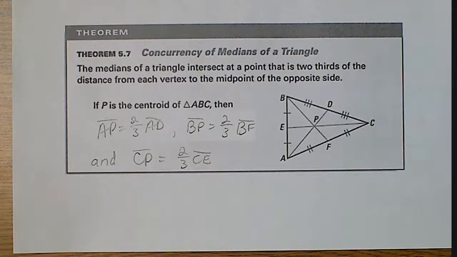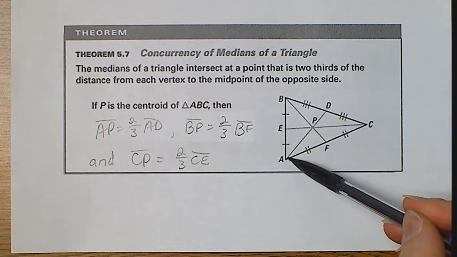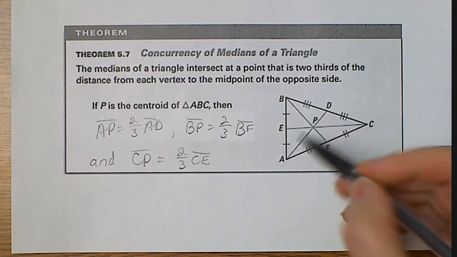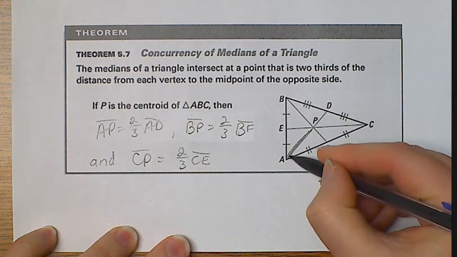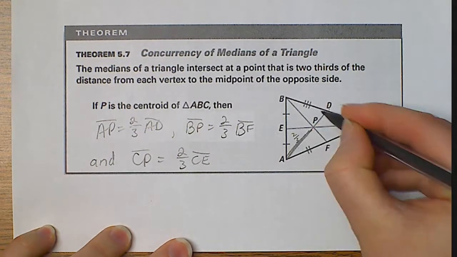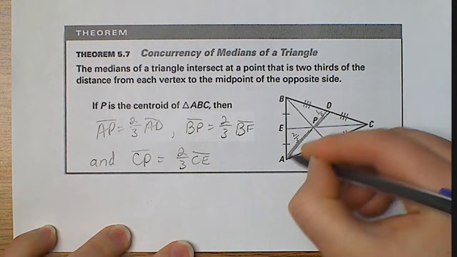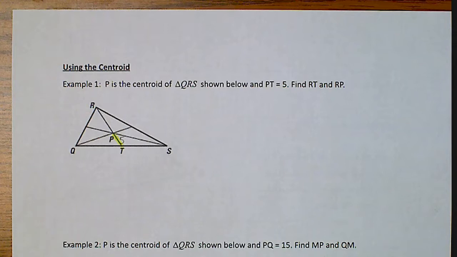The median and the centroid also create a special relationship between the segments. So, for example, let's say I have this median AD. AP is going to be 2/3 the length of AD. So this is going to be 2/3, which means that PD is going to be 1/3 of the total segment. And that works for each of the medians. So let's try example 1.